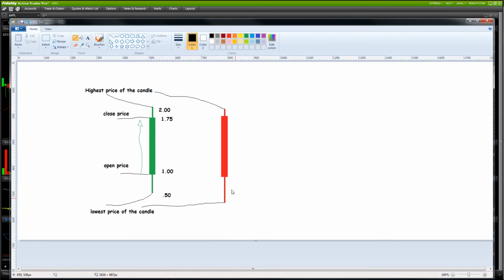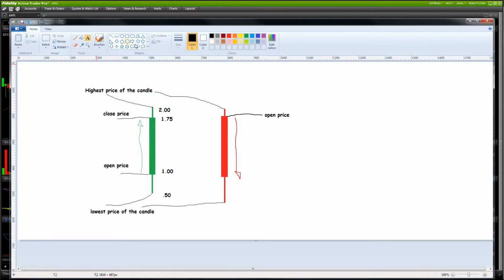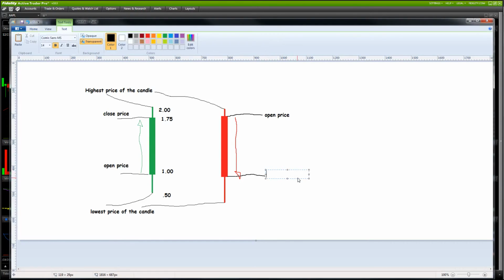Now, on a red candle, we are representing a negative movement or a move down. Okay, so what that means is that our candle price opened here on this top side, the opposite of our green candle. This would be the open price. And then our candle's closing price is down here on this side, which would be our close price.